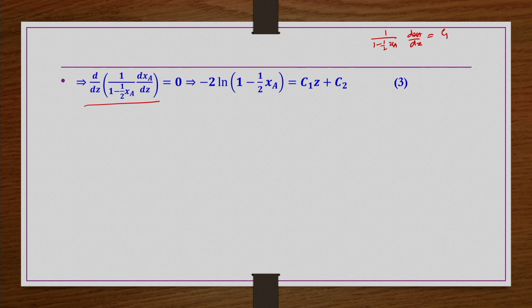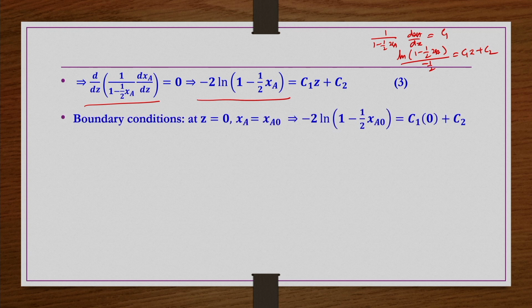Now, this dz you take to the other side and then integrate both sides, one side with respect to x, another side with respect to z. Then what we have is ln(1 − ½ x_A) divided by −½ equals C1 z plus C2. This −1/2 I can write here as −2 ln(1 − ½ x_A) equals C1 z plus C2.